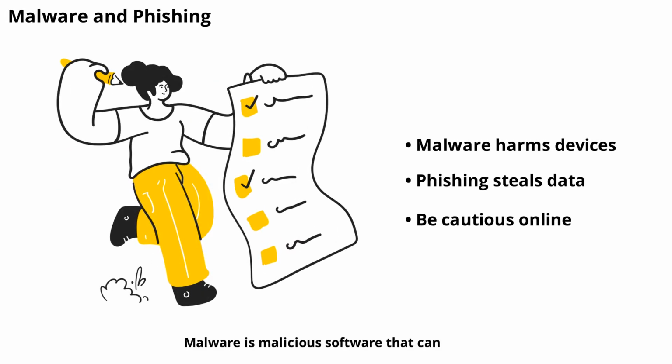Malware is malicious software that can harm your device or steal information. Phishing is a trick where attackers pretend to be trustworthy to steal your data. Always use security tools and double-check suspicious emails or websites to protect yourself.